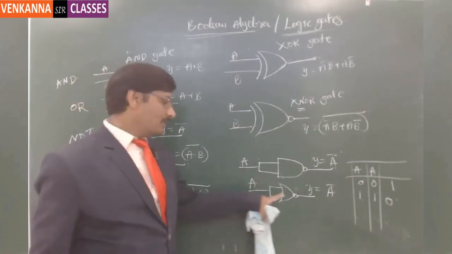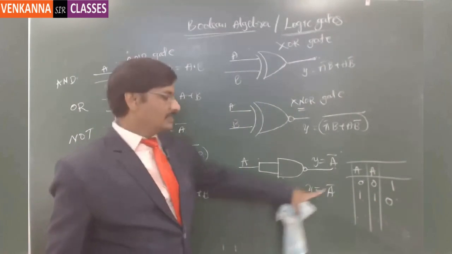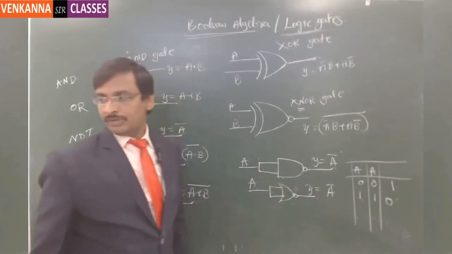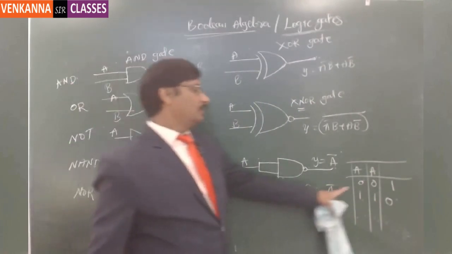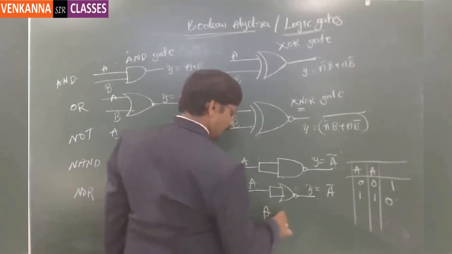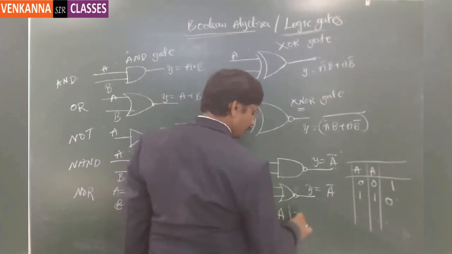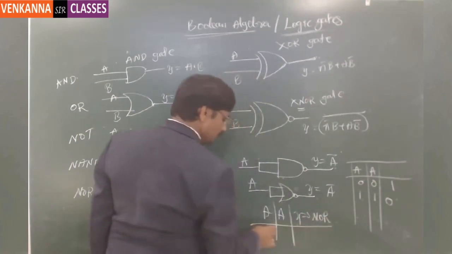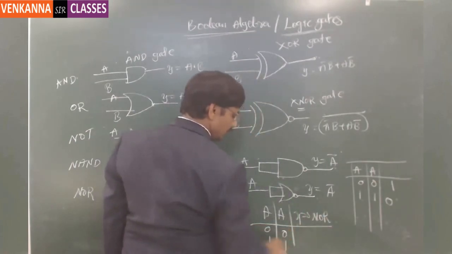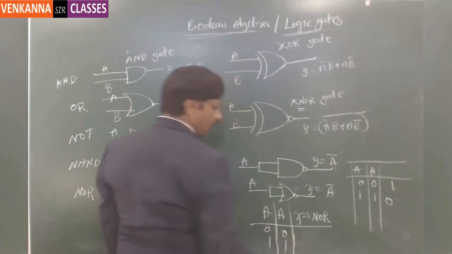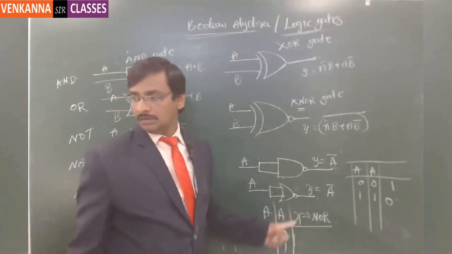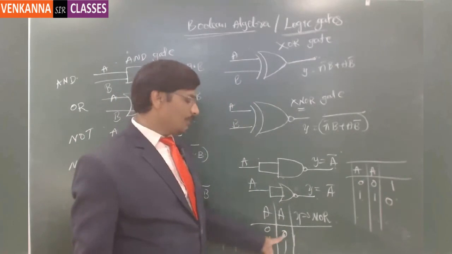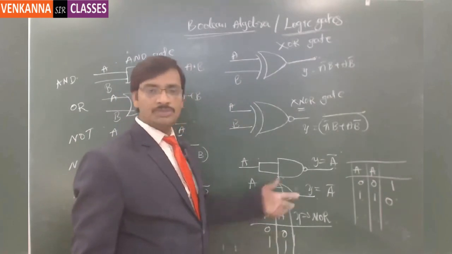Similarly, for the NOR gate also, it will be the same kind of truth table. Even if you give A to both inputs of the NOR gate, the output is the NOR. Note that this is 0, this is 0, this is 1, this is also 1. Now for a NOR gate, it is not of OR. Not of OR means 0 plus 0 is 0 and opposite to that is 1.